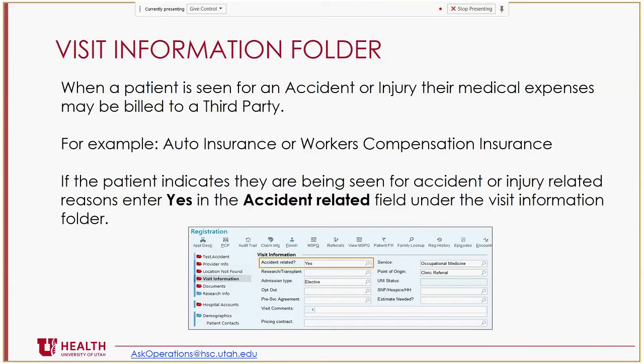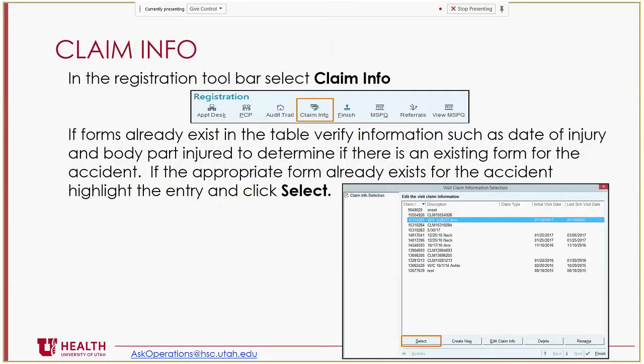Once we have indicated that the patient is being seen for an accident or injury, we will also need to make sure that claim information is attached to that visit. So we will do that by going to the registration toolbar and selecting the claim info button. Once you select claim info, that will open up a window for you that is the visit claim information selection.